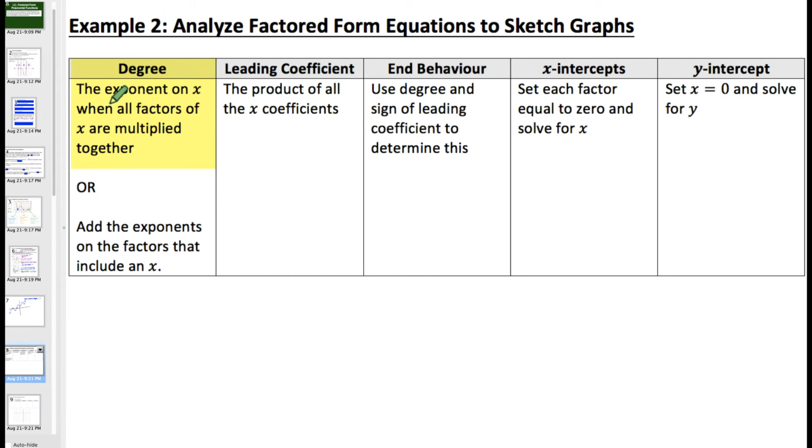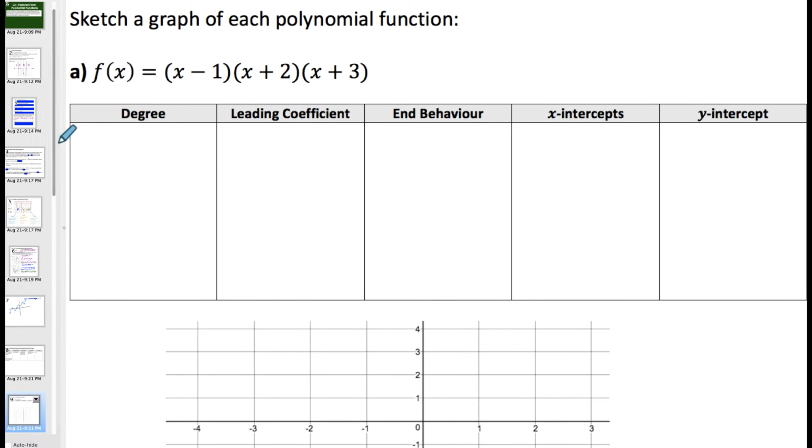So the exponent on the x when all factors of x are multiplied together. That's what we just talked about. If we were to multiply this out into standard form, one of my terms would be a product of that x with that x with that x. That would be my highest degree term. And x times x times x, three factors being multiplied with the same base, we'd keep the base, add the exponents, it would become x cubed. Therefore, it's degree 3.